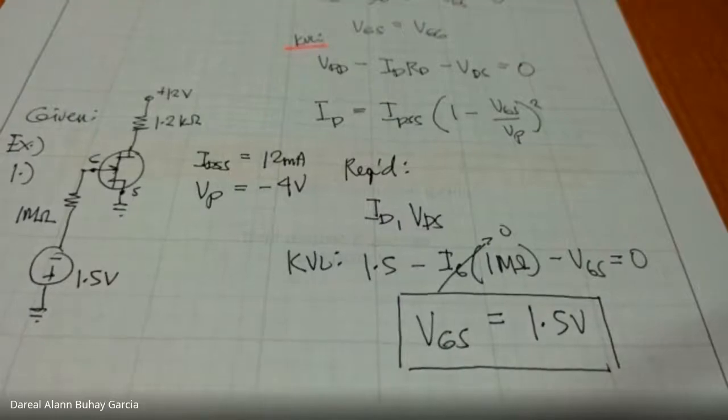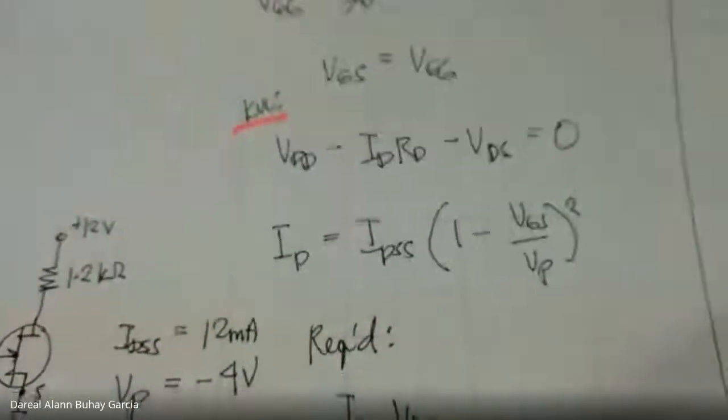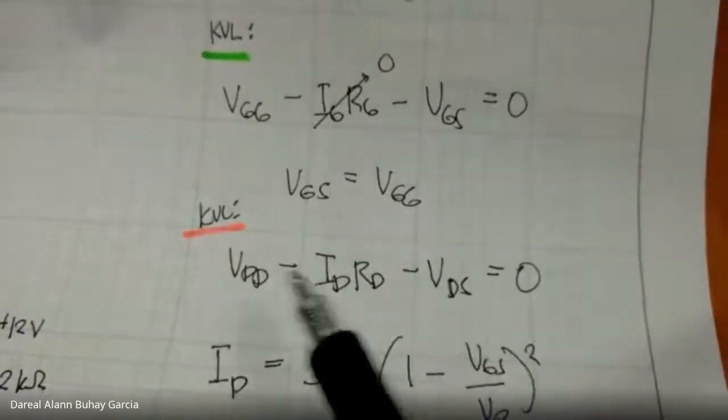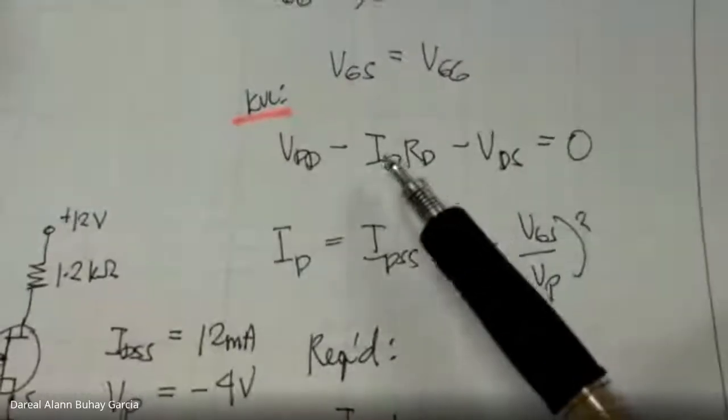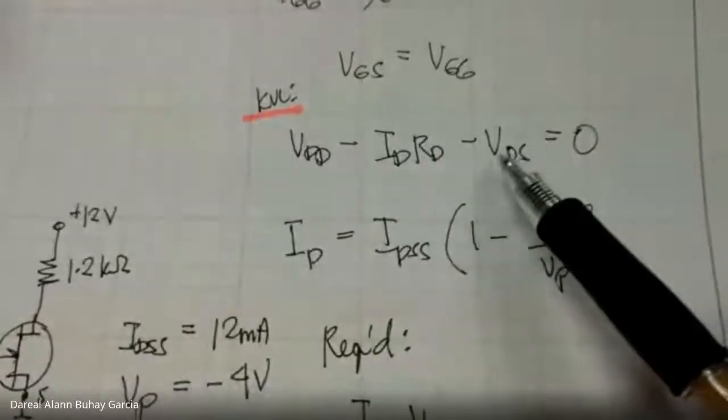So, we have VGS. ID is equal to IS. Based on the derivation now, VDD minus IDRD minus VDS. The given here is VDD, which is 12 volts. RD is 1.2K. So VDD and RD are given; ID and VDS are not.